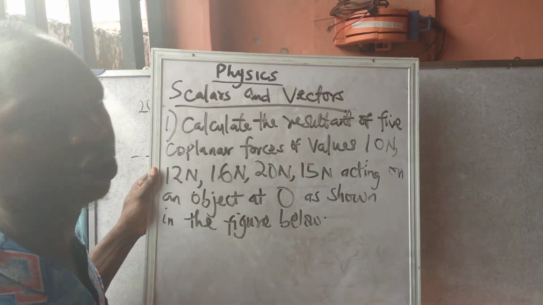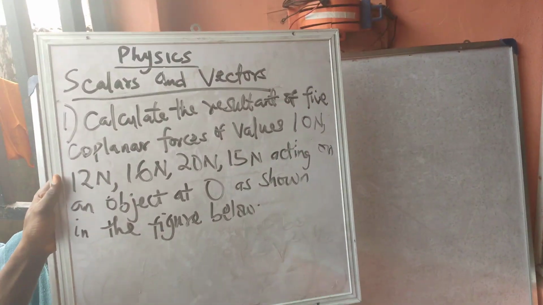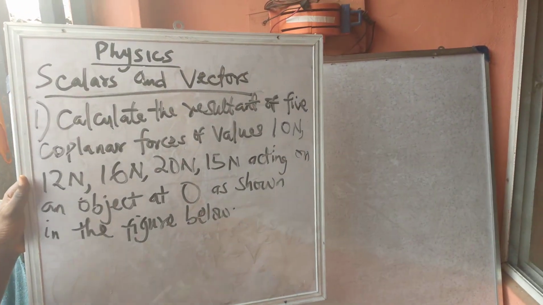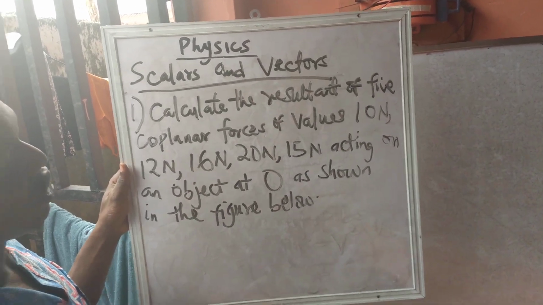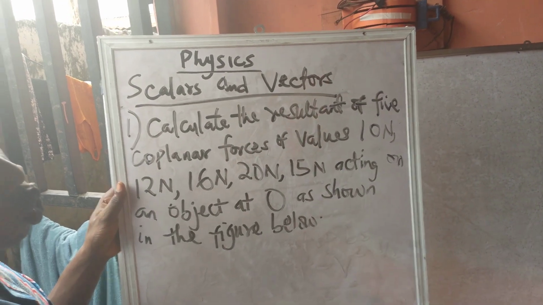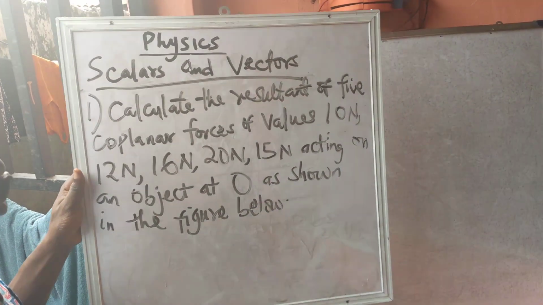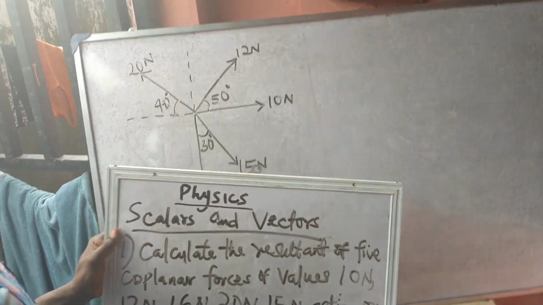We have a question on the board. It says, calculate the resultant of 5 coplanar forces of values 10 Newton, 12 Newton, 16 Newton, 20 Newton, 15 Newton acting on an object at O or at 0 as shown in the figure below. Alright, and this is the figure.